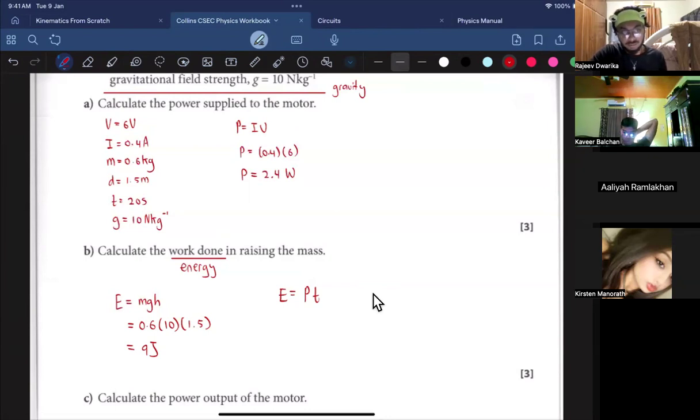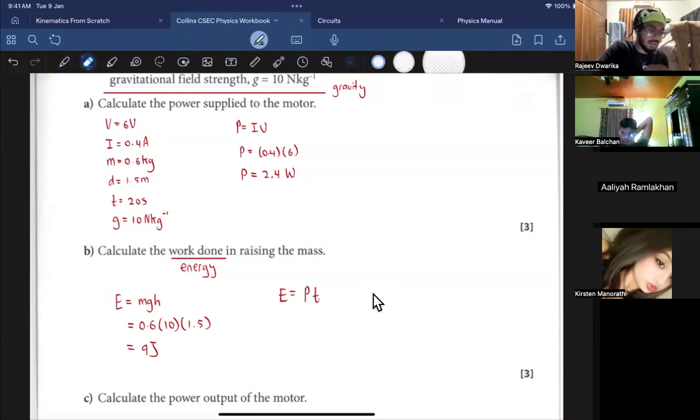When you supply power to the motor, not all of that energy is going to be used to lift the mass. Some of it is just going to be released as heat and because of friction. So when you find E is equal to PT, you calculated how much energy you're supplying to the motor, not necessarily the energy you would need to lift the mass.